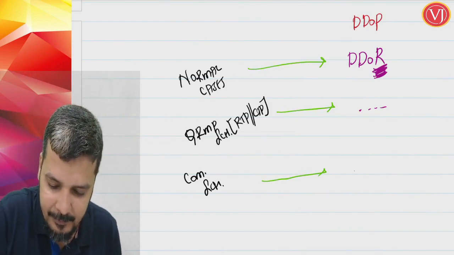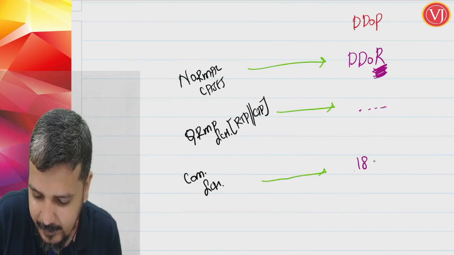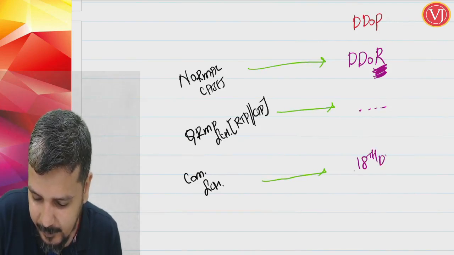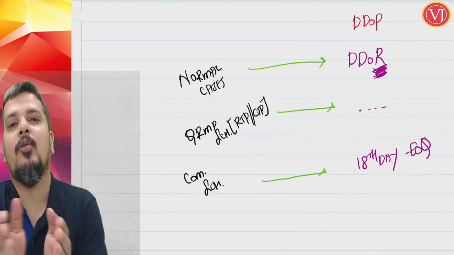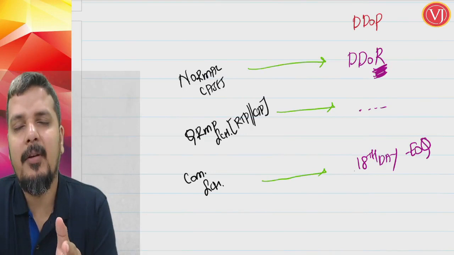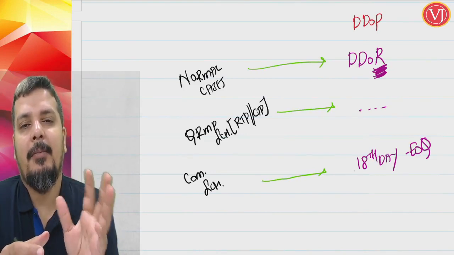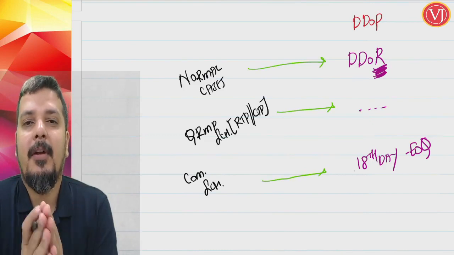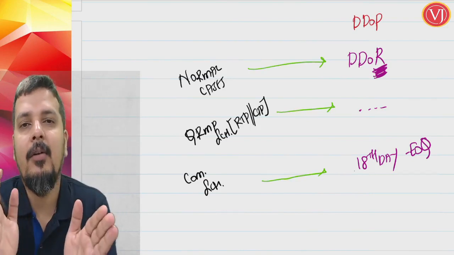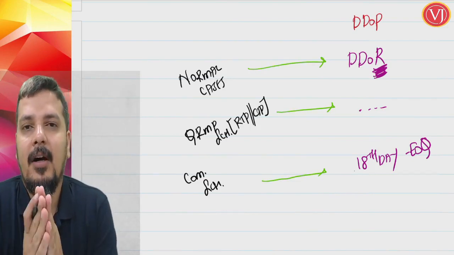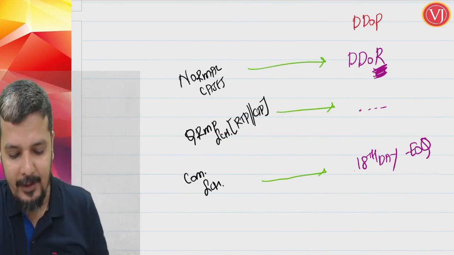Now your composition scheme. In the composition scheme, it is the 18th day after the end of the quarter, which means for the April to June quarter, 18th of July. That also will be discussed in the return filing chapter. From July to September, it is 18th of October. From October to December, it is 18th of January. From January to March, it is 18th of April. So like that, you have to understand that after the quarter is over, you have 18 days for making the payment.